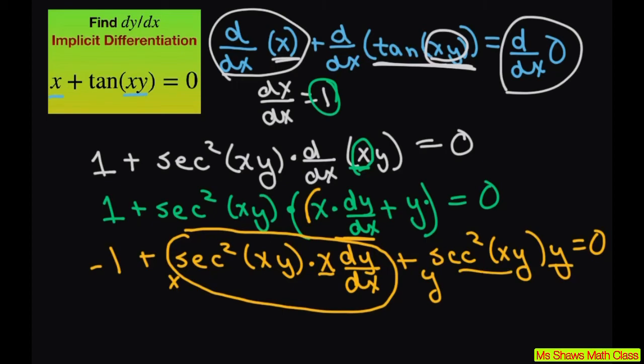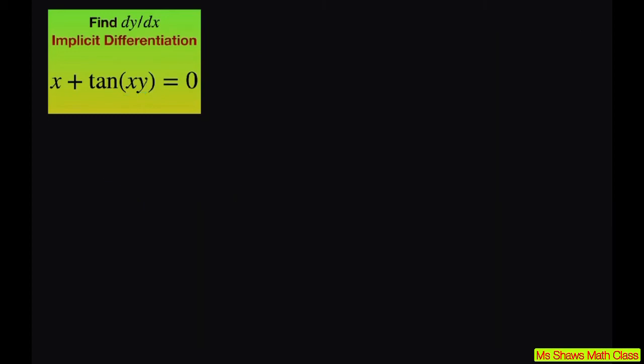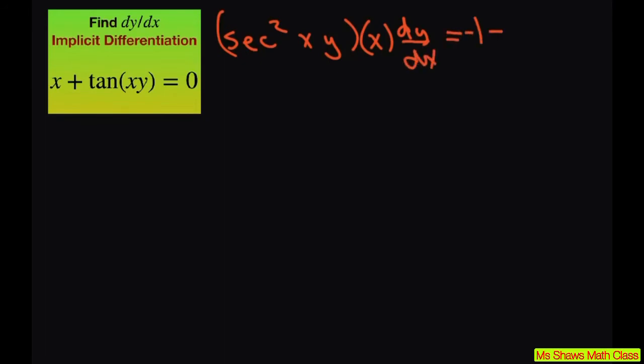So we're going to get, I hit the wrong button. Okay, so we're going to have secant squared of xy times x dy dx, and then I move everything else to the other side, and we're going to have negative 1 minus secant squared xy times y. Now I'll just put the y in front for this because I'm running out of room.